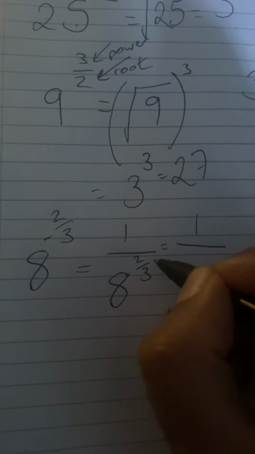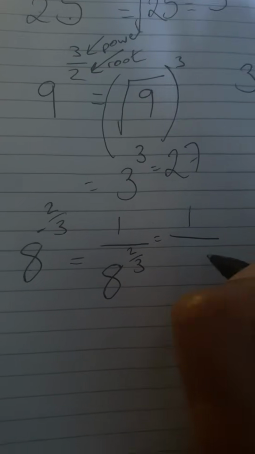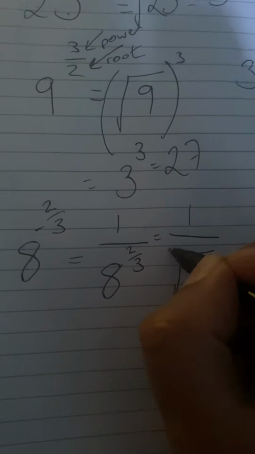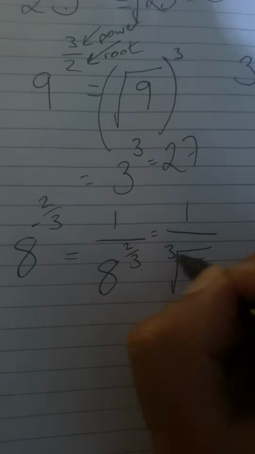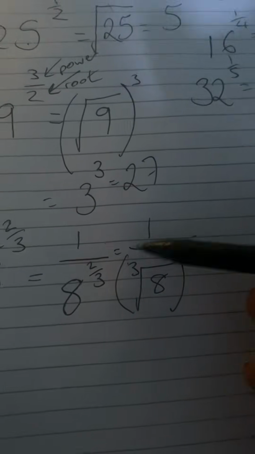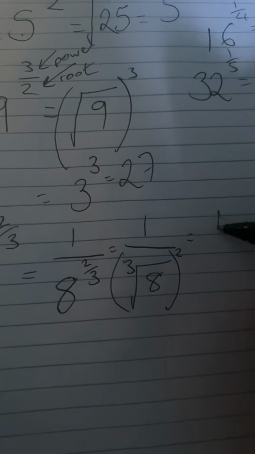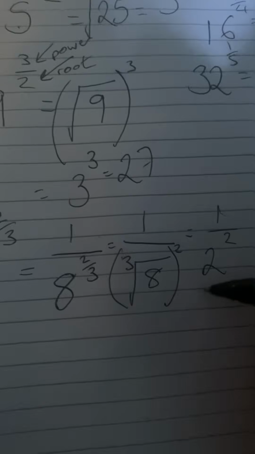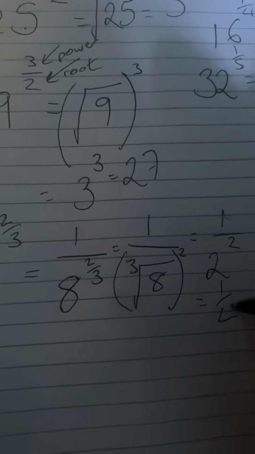Again, that'll be 1 over. I root by the bottom and then power by the top. So it's 1 over the cube root of 8 all squared. So we root by the bottom and then power by the top. The cube root of 8 is going to be 2. So you have 1 over 2 squared, which is 1 over 4, or 1/4.